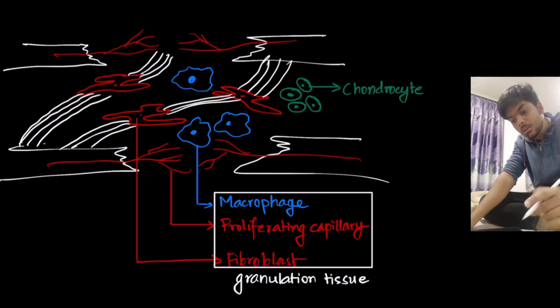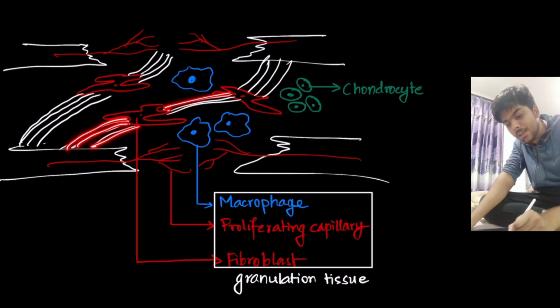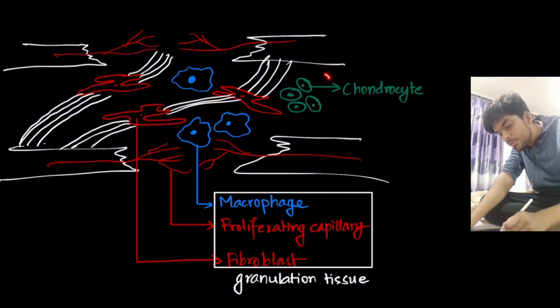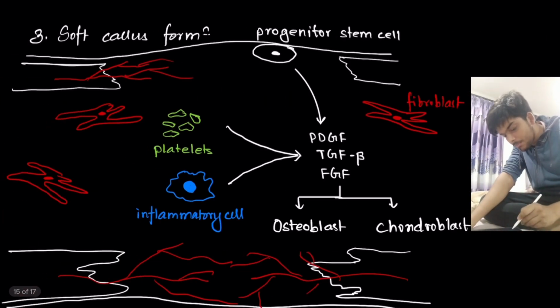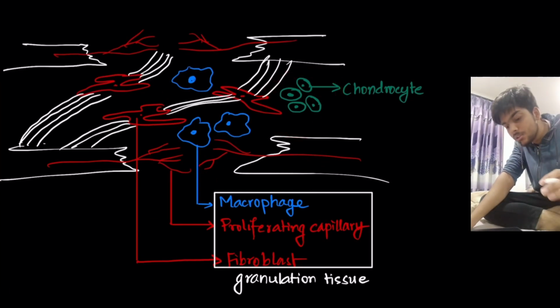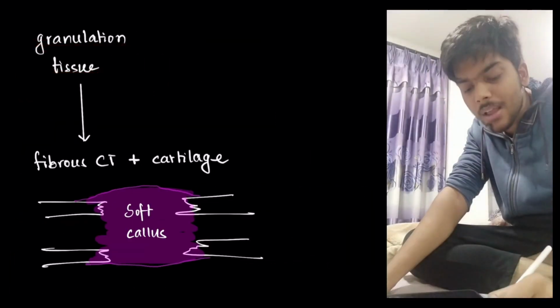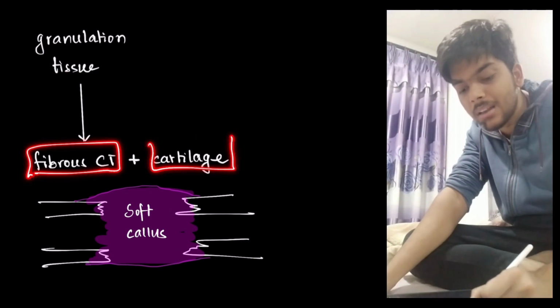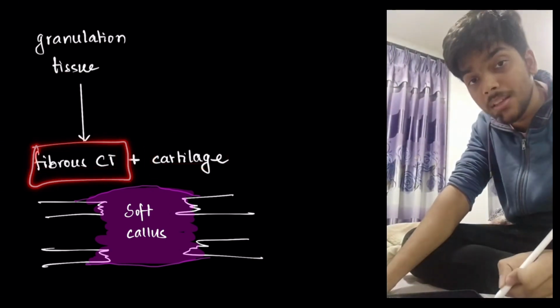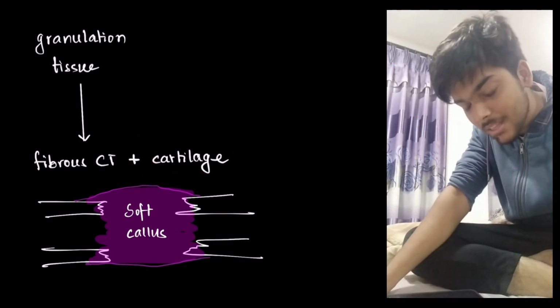However, the fibroblast of the granulation tissue is secreting collagen fibers, and then there are also chondrocytes, right? Chondrocytes formed from chondroblasts. And these chondrocytes are also responsible for the formation of cartilage. So what happens is that cartilage along with these collagen fibers replaces the granulation tissue. The granulation tissue gets replaced by fibrous connective tissue along with cartilage. Fibrous connective tissue is secreted by the fibroblast cells, and the cartilage is formed by the chondrocyte cells formed from chondroblast cells.